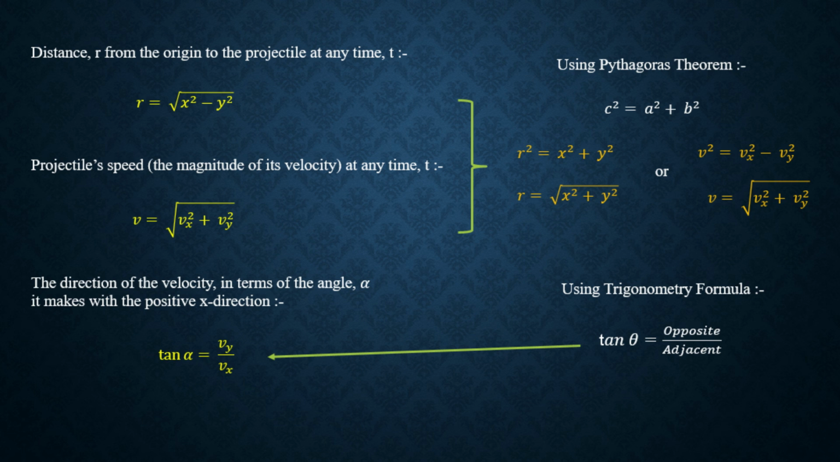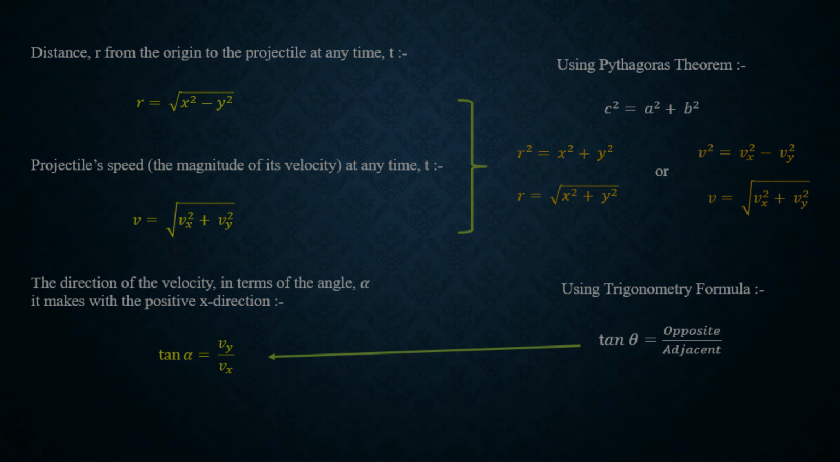Now, to find the direction of velocity, we can use the basic trigonometric function, the tangent ratio. Tangent equals opposite over adjacent. In terms of the angle, alpha, it makes with the positive x direction, as in figure 3, we get tan alpha equals vy over vx. It's not that hard.